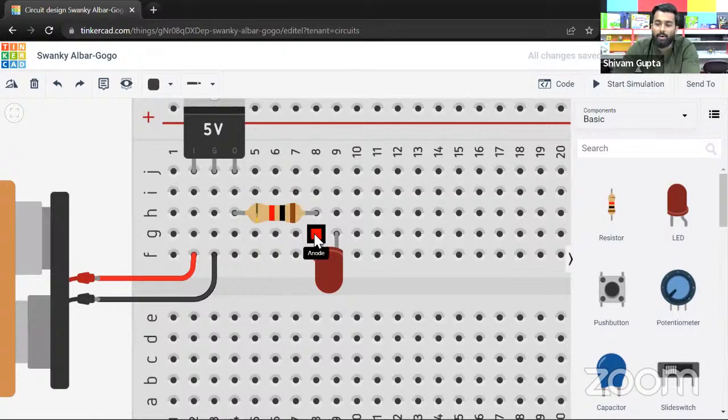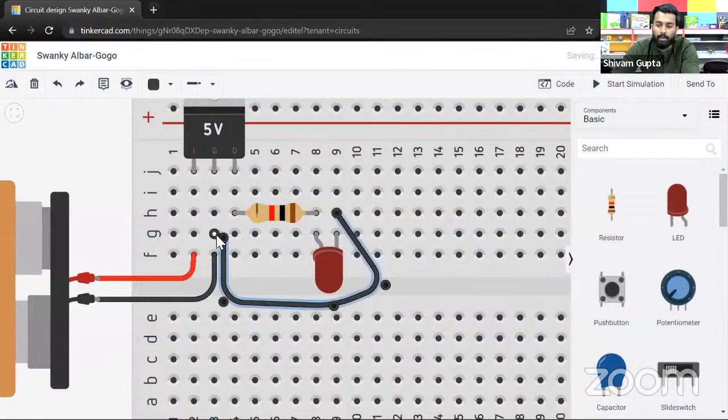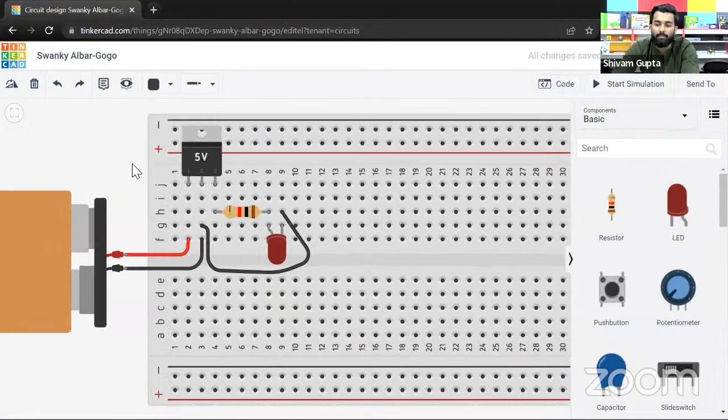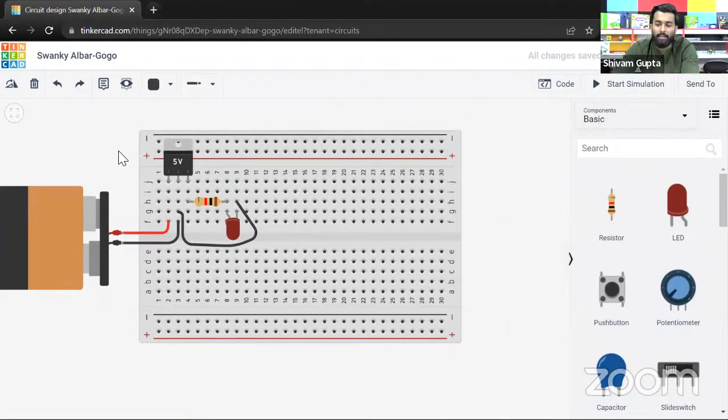we have connected one of the leg of this LED. Now there is another leg that is left. So what we need to do is we need to take a wire like this, and we can connect it here like this. So what we have done is we have completed the circuit. Okay, so now we can test it.